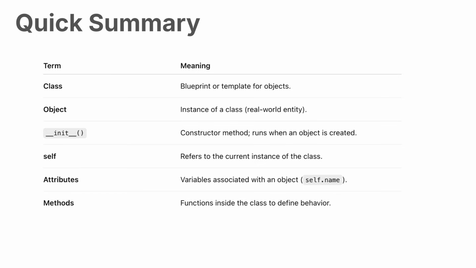Attributes. Attributes are the data or properties of an object, like color, brand, model, and so on. They describe the state of the object. Methods. Methods are functions inside a class that describe what the object can do.